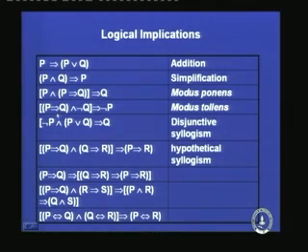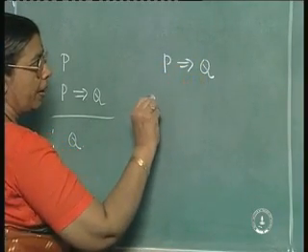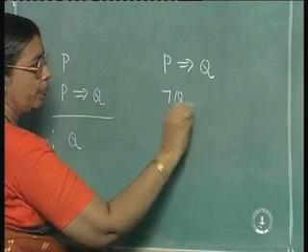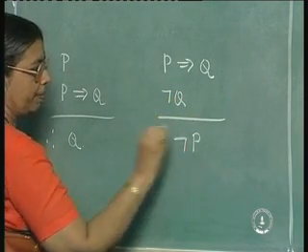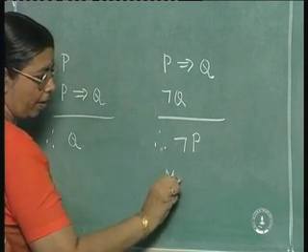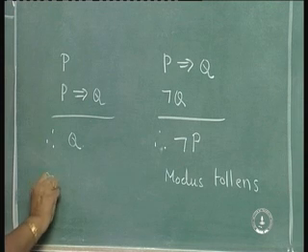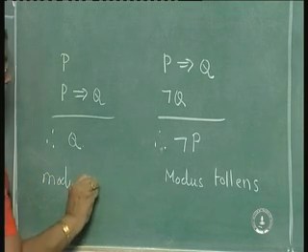This is what is meant by modus ponens. Similarly, the next implication is modus tollens. P implies Q and not Q implies not P. We can draw the truth table for this also in a similar manner, but when we write it as a rule of inference, this means if you have P implies Q and not Q, from this we can conclude not P. This rule is called modus tollens, whereas this is called modus ponens.